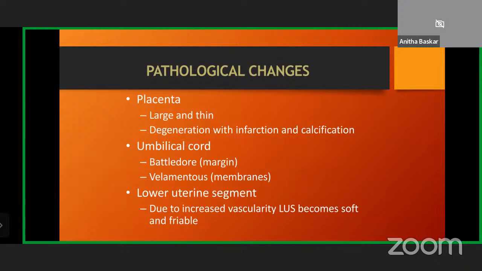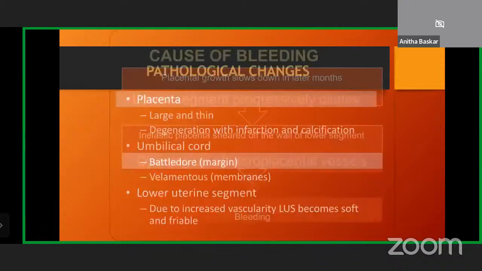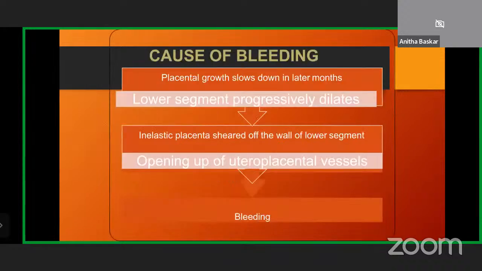What is the main cause for the bleeding in placenta previa? What are the causes for bleeding among the pathological changes? Placental growth slows down in the later months. Why is there bleeding in placenta previa? It is mainly due to the lower uterine segment, which progressively dilates, and the inelastic placenta is sheared off from the wall of the lower uterine segment. There is an opening of uteroplacental vessels, which leads to the bleeding.